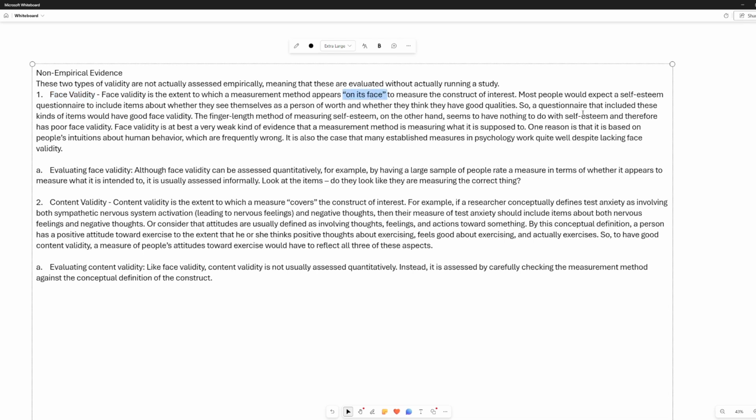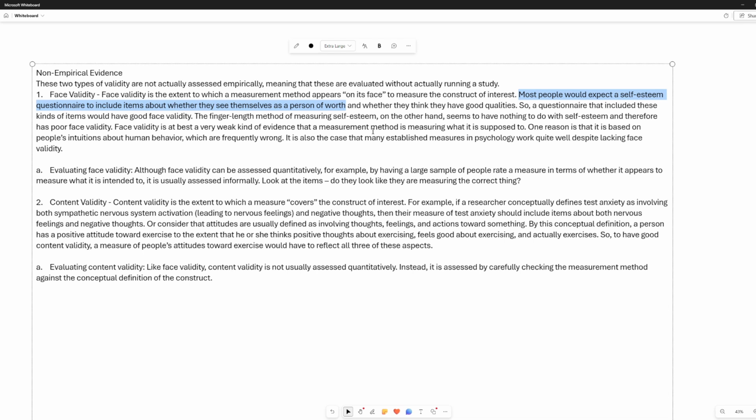So, for example, most people would expect that a self esteem questionnaire has items about whether people see themselves as a person of worth or not, or whether they have good qualities or not. If you were evaluating self esteem and it didn't have items like that, then you might start to question its validity, because it might not be measuring the correct thing.